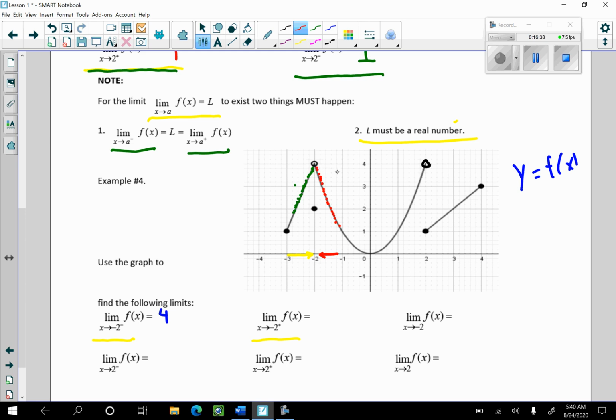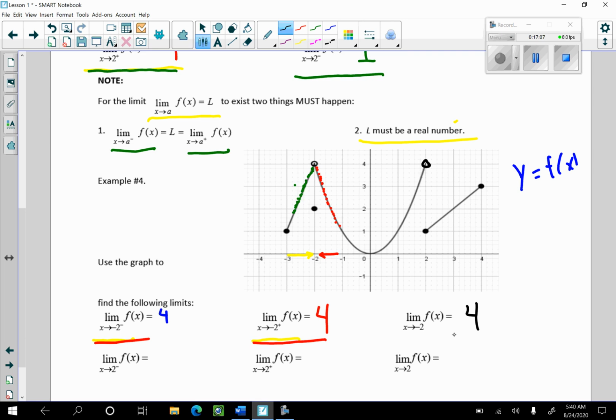And what y value is that bug approaching? Well, golly, that bug is approaching 4 as well. So here I have a case where the left-hand limit does indeed equal the right-hand limit. So I can come over here and say, yup, this limit, x goes to -2 of f of x, does exist, and it equals 4.